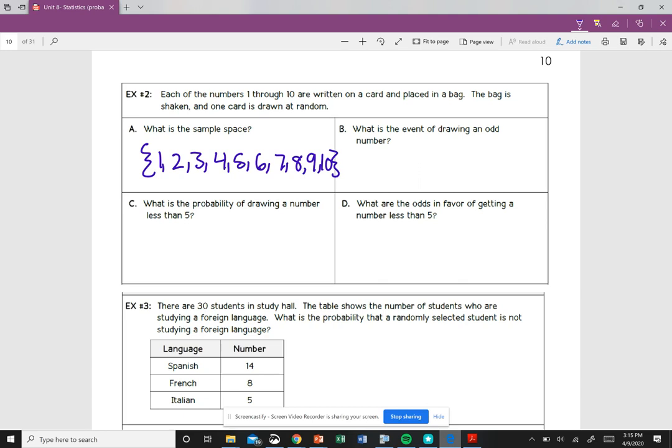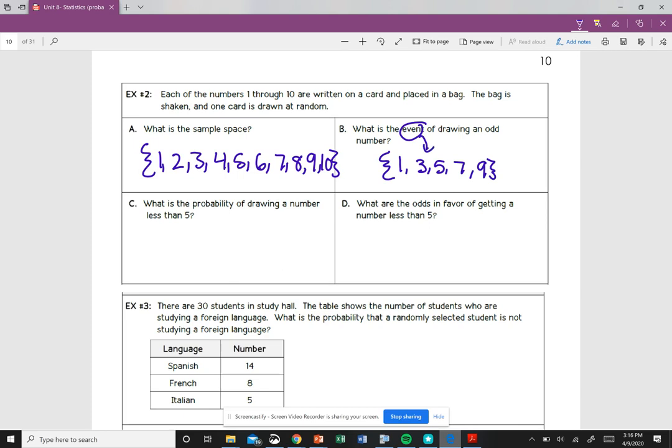Now it says, what is the event of drawing an odd number? So this would just be a subset of all the odd numbers. So 1, 3, 5, 7, 9. This is the event of drawing an odd number: 1, 3, 5, 7, or 9.